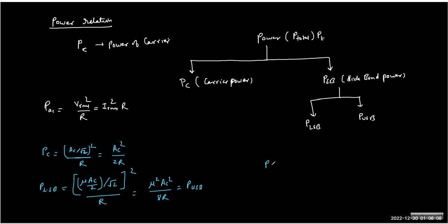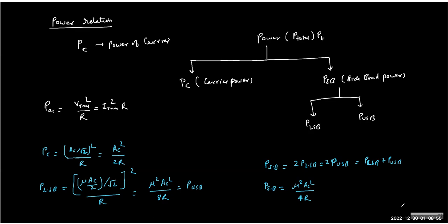So what is the SB power? The sideband power is how much? Either twice of LSB or USB, right? Or you can say PLSB plus PUSB. Isn't it? The sideband will have this much power. Yes or no? So sideband will contribute how much? Mu square AC square by 4R. Correct? I hope this is clear.